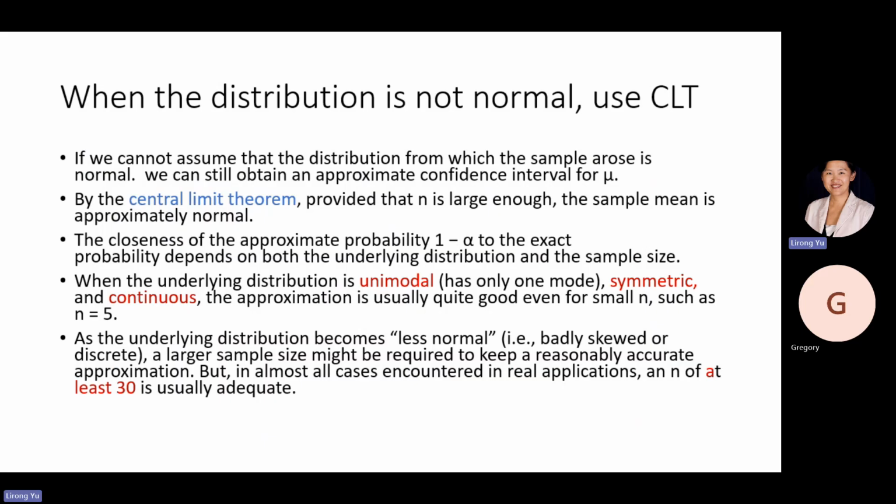But if the data is not normal, or if we cannot guarantee the data is normal, in order to apply the central limit theorem, we have to use a larger sample size. Any question?